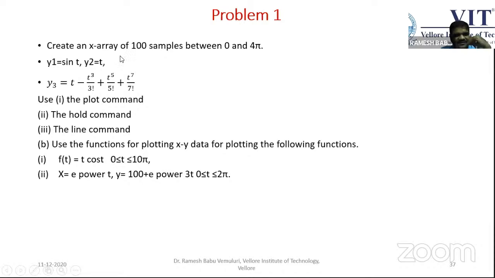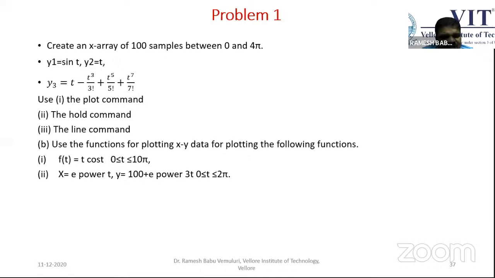Create an X array, 100 samples between 0 and 4 pi. Already we have seen y1 equals sin t, y2 equals t, so y3 equals t minus t^3/3! plus t^5/5! plus t^7/7!. Then the plot command, hold command, and line command. The same thing will be evaluated by using the plot command, hold command, and line command.